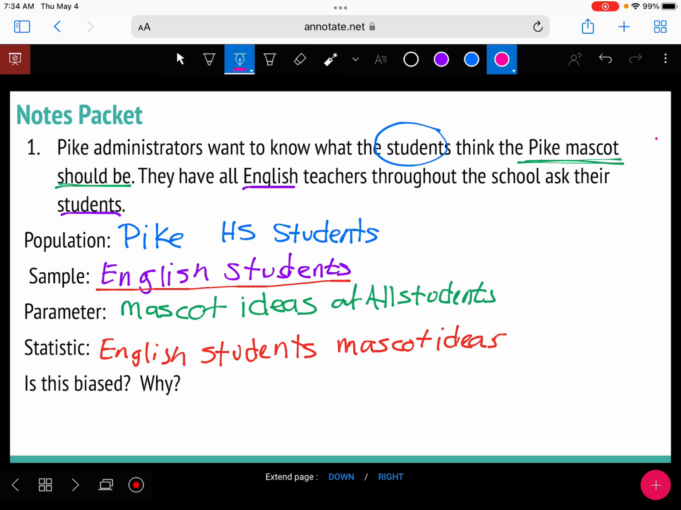They're never going to send out those kind of surveys in math class. They're never going to send out those kind of surveys in history class because not everybody takes those every year. So this is not biased. English class is probably the best location where they can take samples of things because everybody takes English.